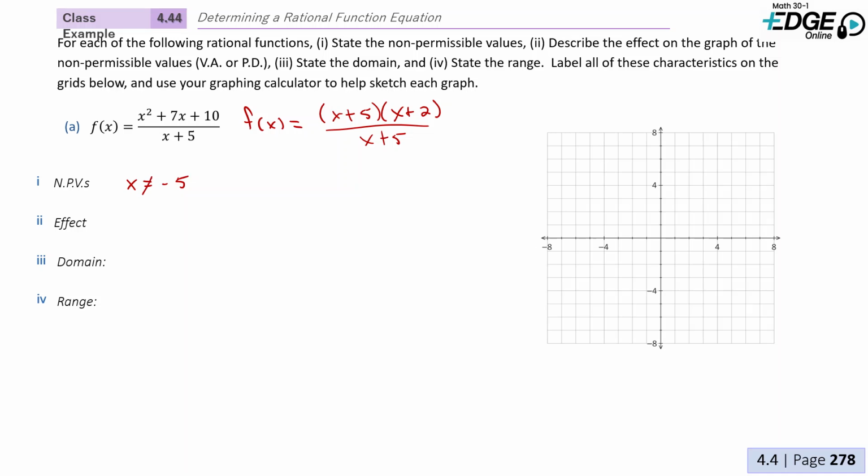So what's the effect of this? Well, this is one of those non-permissible values where it cancels. So in that case, this is going to be a point of discontinuity. So sometimes POD or PD. The domain, so we've kind of stated that already. The domain would be x such that x cannot equal negative 5.